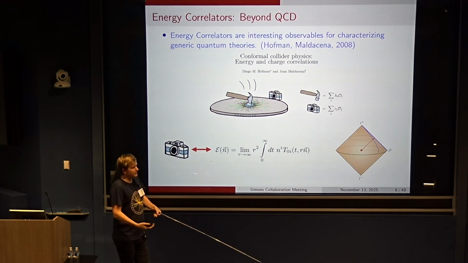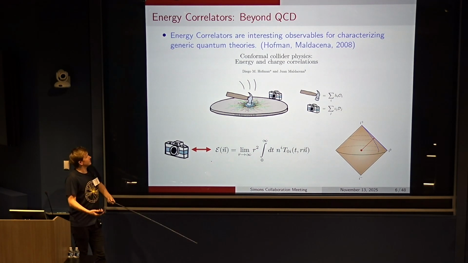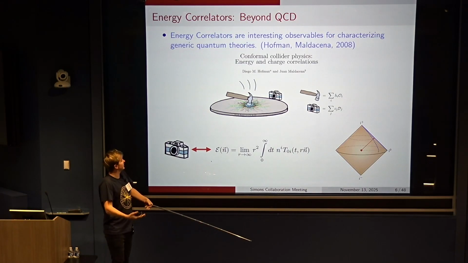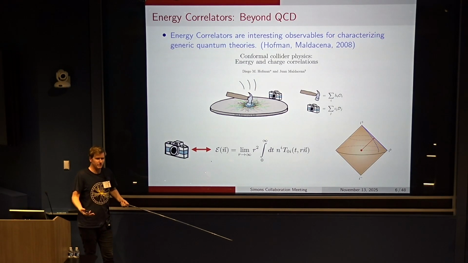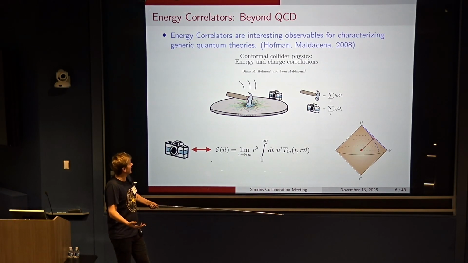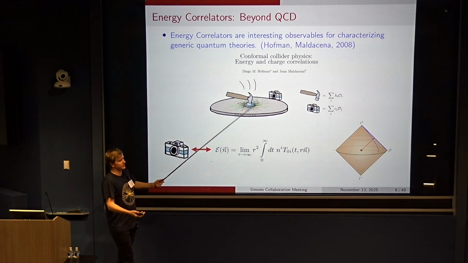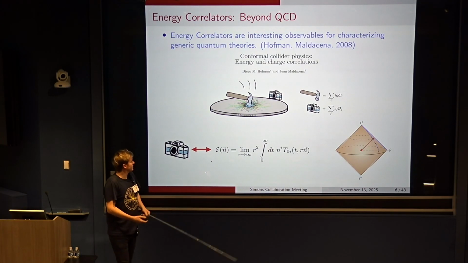And so they really emphasized two important key things. So the first is that these observables, which I'll refer to as energy correlators, are interesting observables for characterizing generic quantum field theories. So they're not something that you just do in QCD. And in fact, they're very natural in, for example, conformal field theories, where you don't necessarily have a standard S matrix. And you can consider an example.